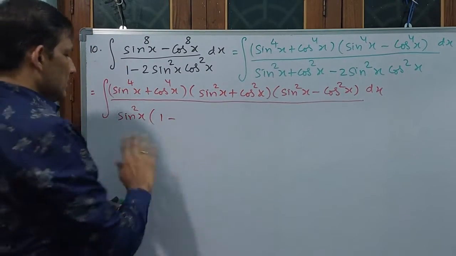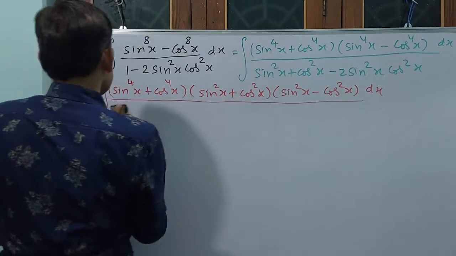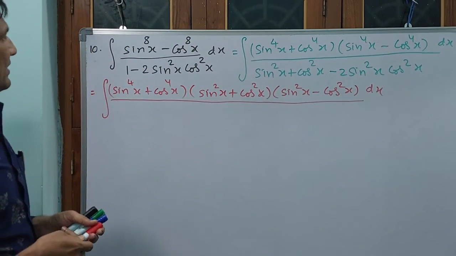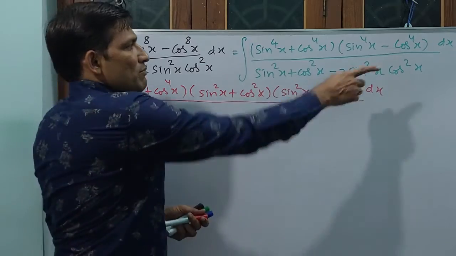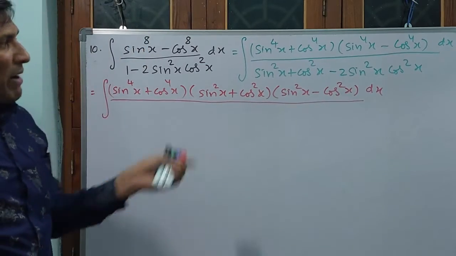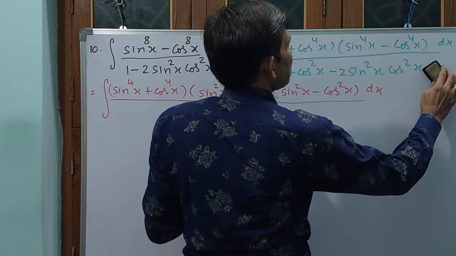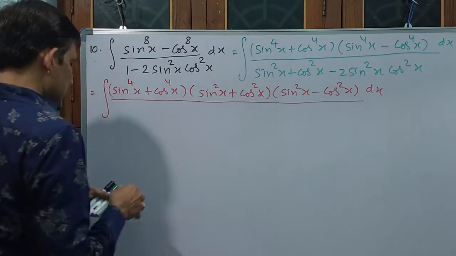I will do one thing. One more step I will write. Why? Because 1 minus 2 cos square x, directly we cannot make it. I think here only I will make it. See, minus 2 sin square x cos square x is there. Minus sin square x cos square x, minus sin square x cos square x, 2 times I can write. No, I don't have space there, I will write here only.